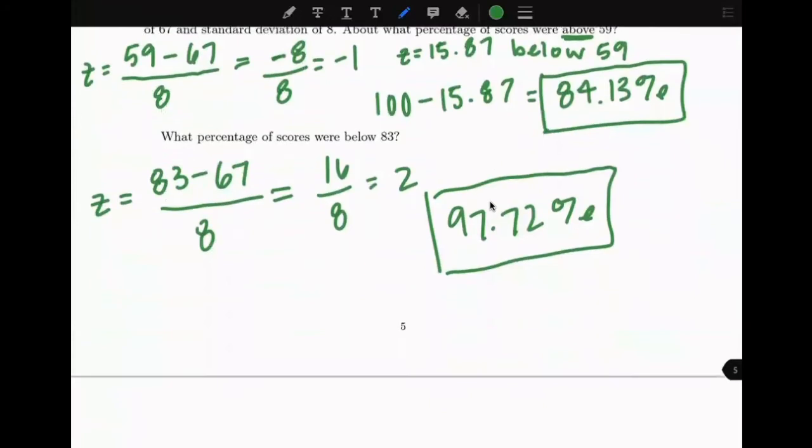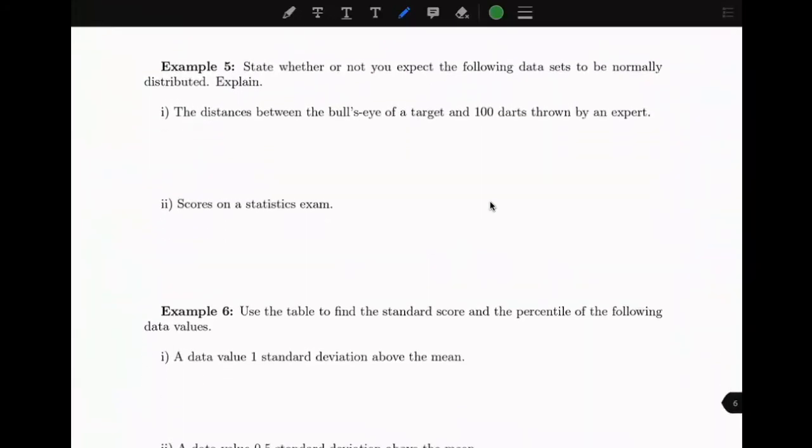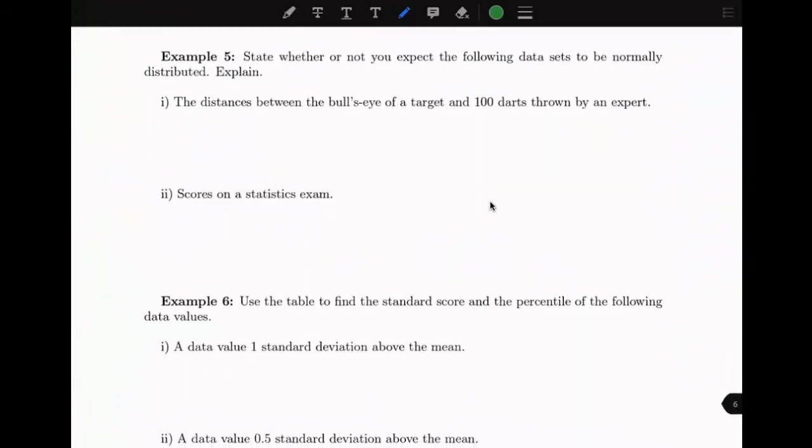All right, let's go through some examples. State whether or not you expect the following data sets to be normally distributed and explain. The distances between the bullseye of a target and 100 darts that are thrown by an expert. So the key here is to notice that we are looking at distance. And it's an expert.